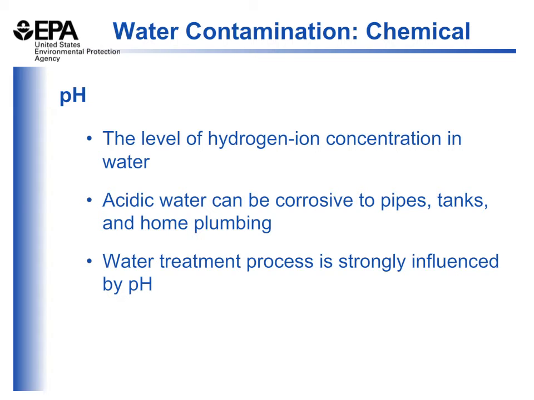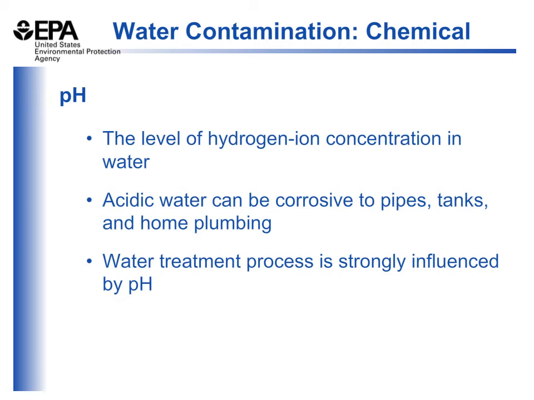Next, let's look at the chemical factors for surface water and groundwater contamination. We'll start with pH. pH is the level of hydrogen ion concentration in water, and the lower the pH, the more acidic the water is. It is important to know the level of acid within the water, as this will control the level of corrosion that can take place within the distribution system piping, the storage tanks on the system, and individual homes, the copper piping and the solder that's used to hold the pipes together.